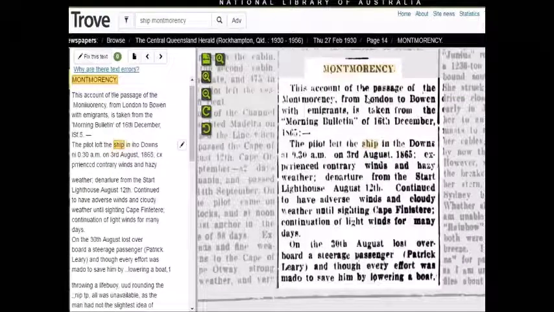This one is an account of the passage out. It was celebrating again the arrival of the immigrants, telling us what it was like, what the winds were like, what the weather was like, that they sighted the Cape in light weather. A steerage passenger, Patrick Leary, was lost overboard and they lowered the boat. So all this is relevant to your story of the family coming out.